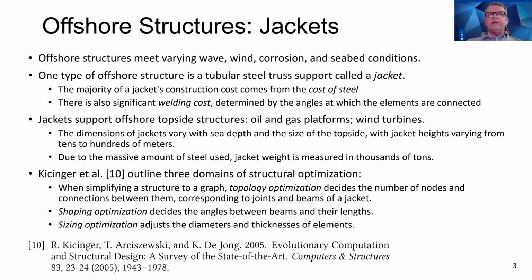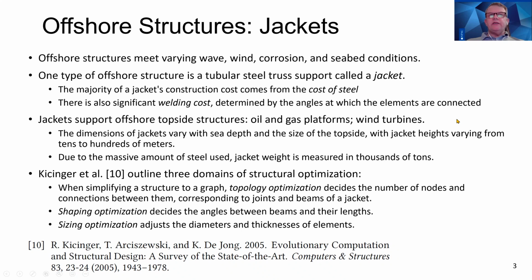We are considering here offshore structures in the form of jackets. We know that offshore structures meet varying wave, wind, corrosion, and seabed conditions. The jacket is one type of offshore structure. It consists of tubular steel beams. The main cost of a jacket is the cost of steel in addition to the welding cost.